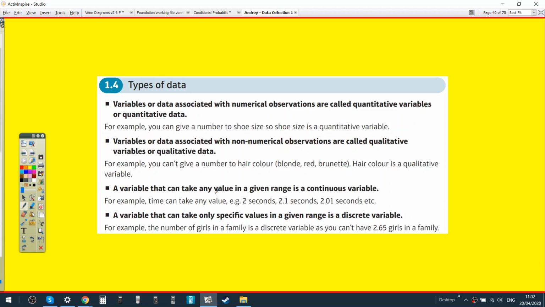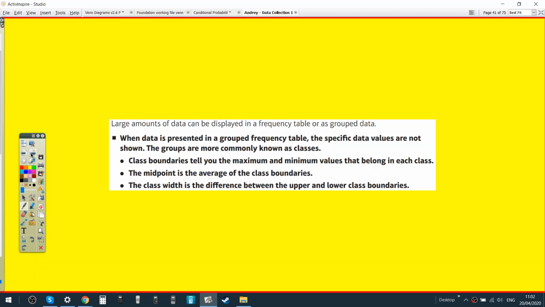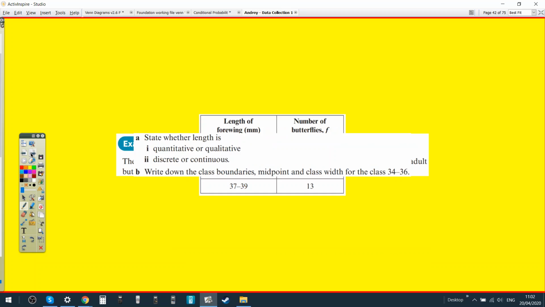And then continuous data can be measured more closely. 2 seconds, 2.1, 2.01. So you see in the Olympics, they have it to like 6 decimal places or something. So that's discrete versus continuous. Grouped data. Yeah, it'll be all right for that.